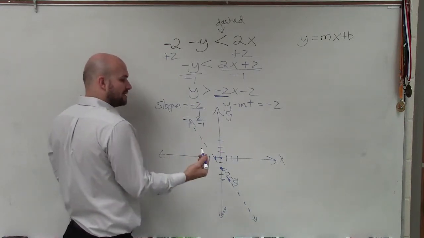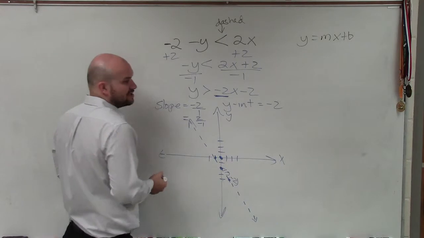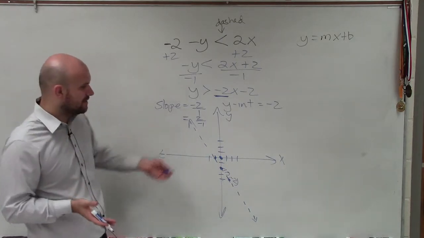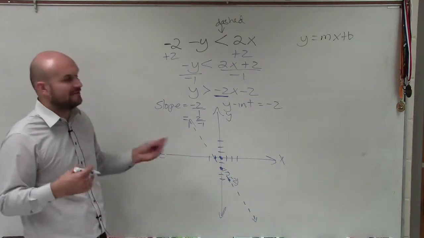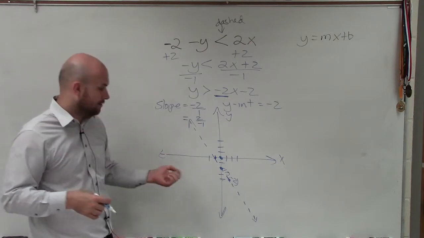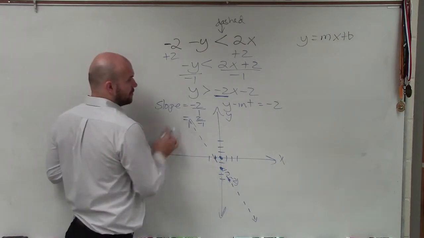But we need to test where are we going to shade. So to do that, we always like to test the origin, which is at the coordinate point 0, 0, unless your line goes through the origin. Then you have to pick a point that's not on the line and not on the origin. But since this doesn't go through the origin, I'm going to test it.